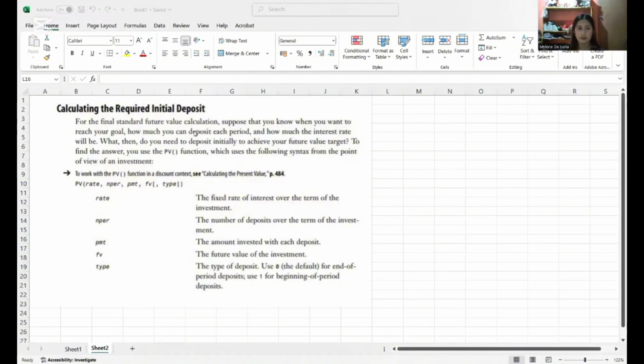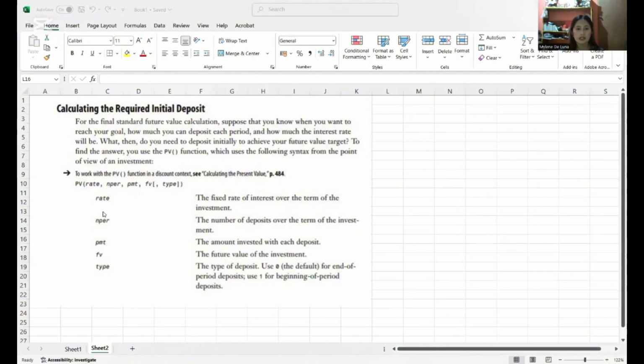For the final standard, for the future value calculation, suppose that you know when you want to reach your goal. Kung magkano nga ba ang magiging deposit nito sa isang taon or kung magkano yung magiging kabuuan nito at kung magkano yung magiging interest rate nito. Then, do you need to deposit initially to achieve your future value target? To find the answer, we use the PV function which uses the following syntax from the point of view of an investment. And this is the PV function formula.